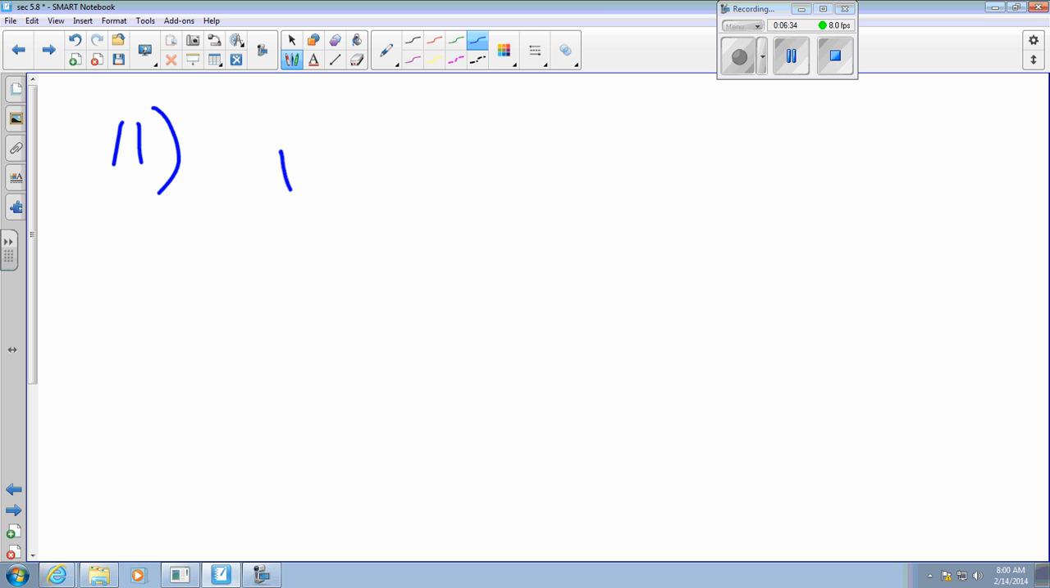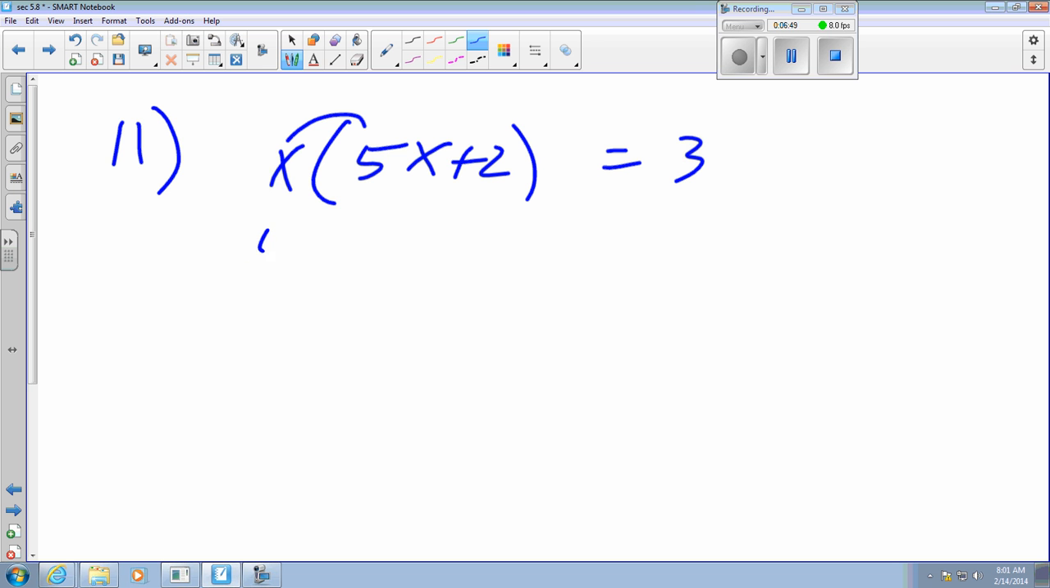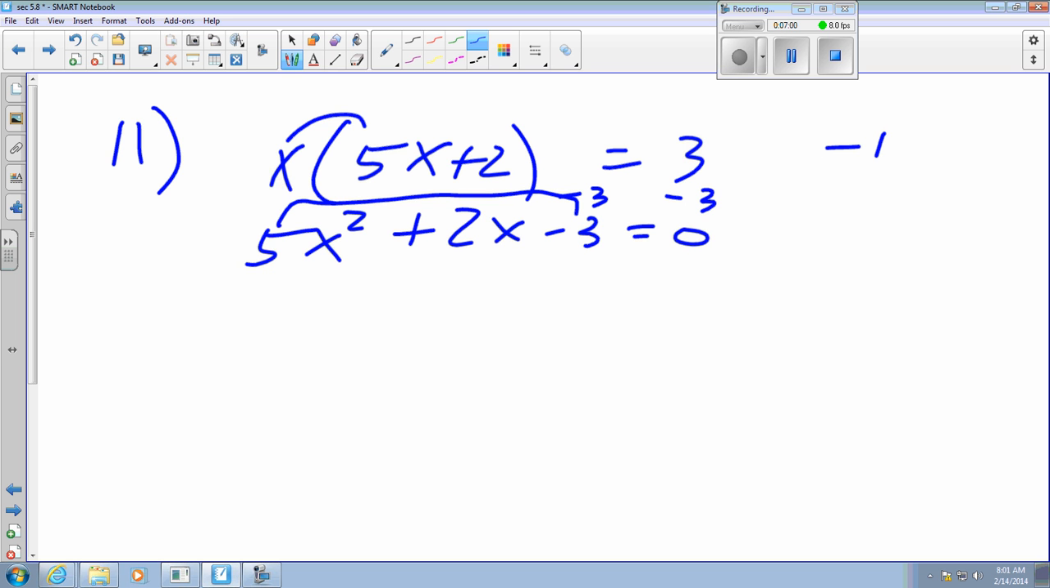I have x times the quantity of 5x plus 2 equals 3. It'd be nice if this side said equals 0 so we could have our factored form. It's already in factored form, but it's not equal to 0, so we have to move this to the other side and refactor. So I'm going to take 3 from both sides, giving 5x squared plus 2x minus 3 equals 0. Now I have to factor negative 15 that adds up to 2, which gives me 5 and negative 3.